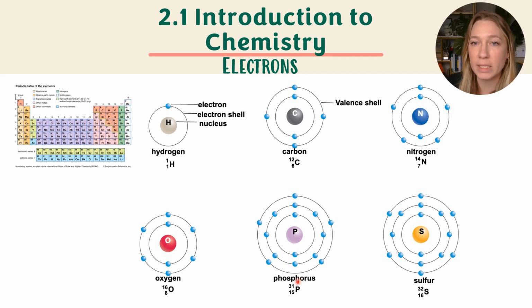Phosphorus's atomic number is 15. It's in the same group on the periodic table as nitrogen, meaning that it has 5 valence electrons and will want to react very similarly to how nitrogen would react. And sulfur is in the same group as oxygen and also has similar valence chemistry and reactivity.